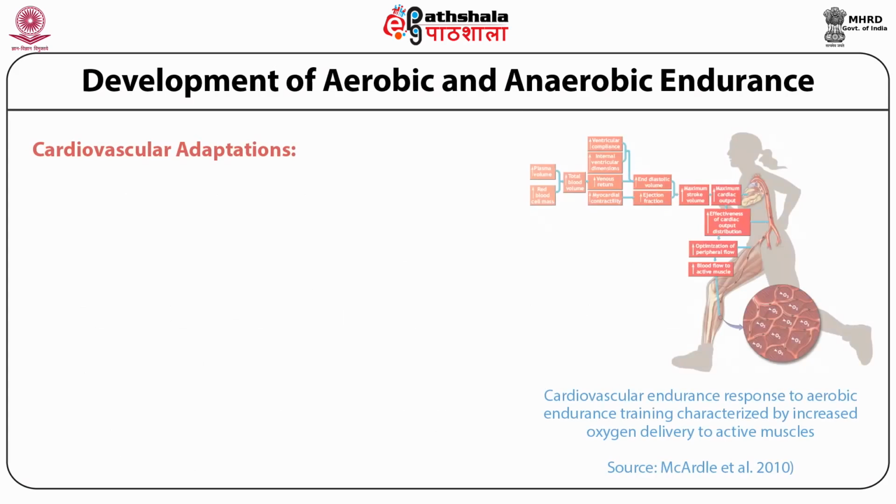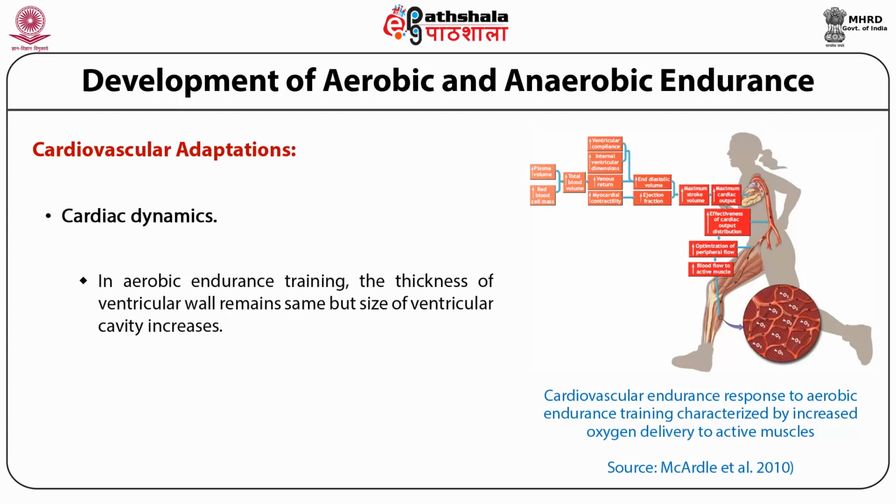Therefore, it serves as a means for the rapid delivery of oxygen during high level of muscular activity. Let's see the cardiovascular adaptation. The cardiovascular adaptation includes cardiac dynamics, the maximal oxygen uptake and oxygen extraction, the change in the blood flow, change in blood pressure and change in blood volume. Now let's see what is cardiac dynamic. In aerobic endurance training, the thickness of ventricular wall remains same, but the size of ventricular cavity increases.